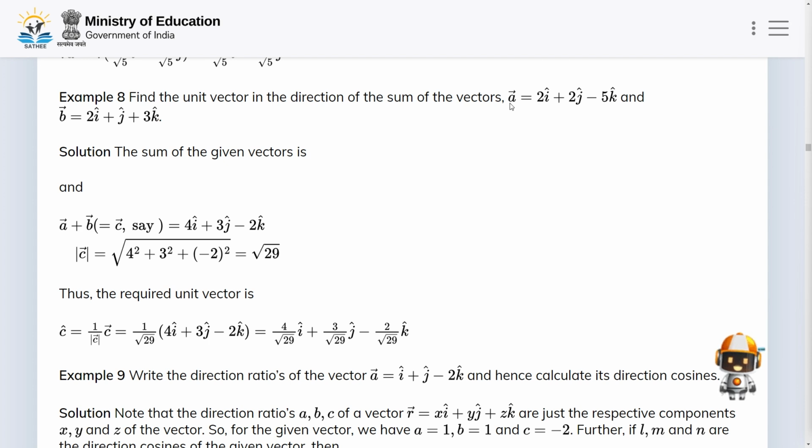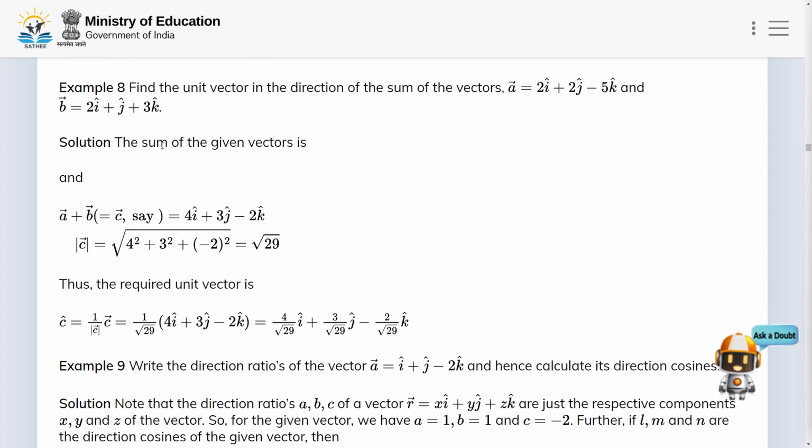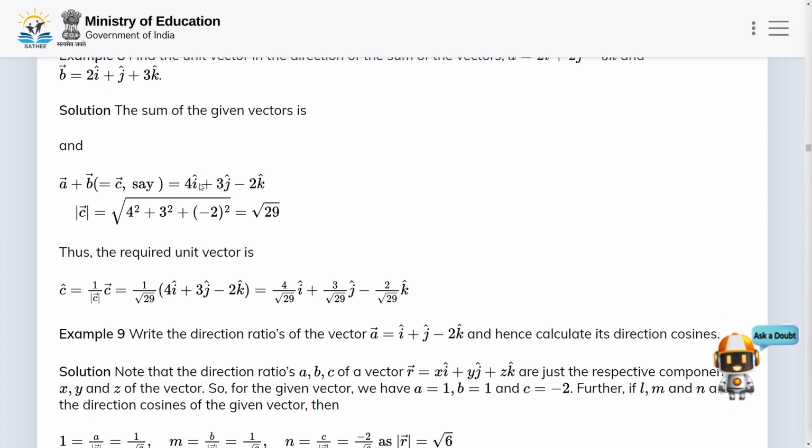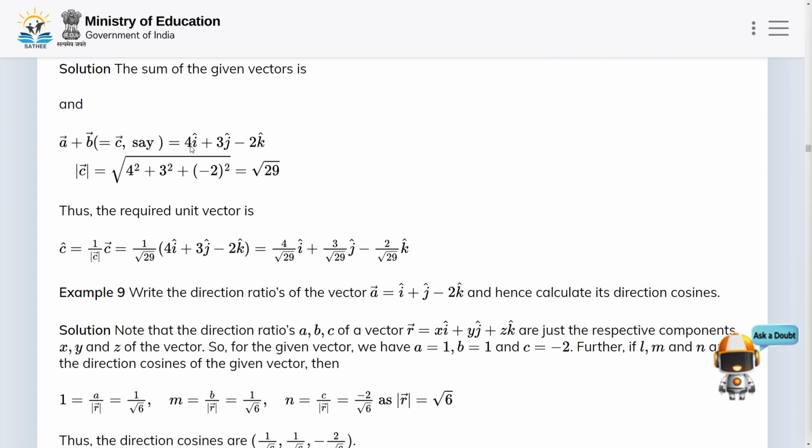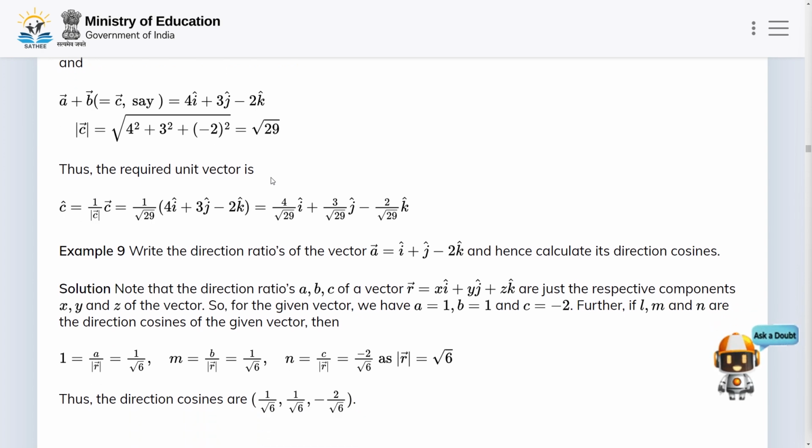Now find the unit vector in the direction of the sum of vectors. So first you have to sum. Add the corresponding components. You will have 4 i hat plus 3 j hat minus 2 k hat. The magnitude of this will be root of 4 square plus 3 square plus minus 2 whole square. This means 16 plus 9 plus 4. You will have root 29.